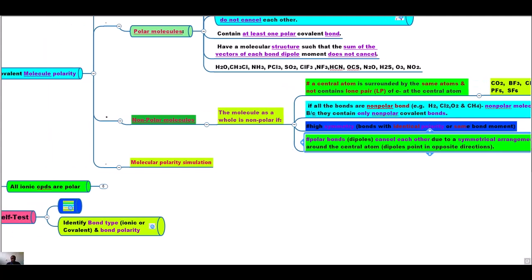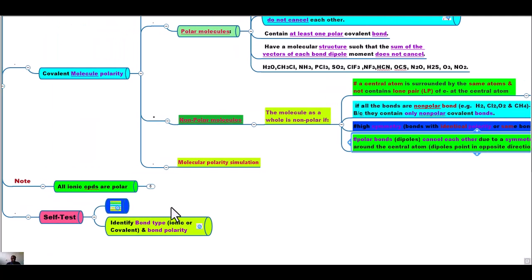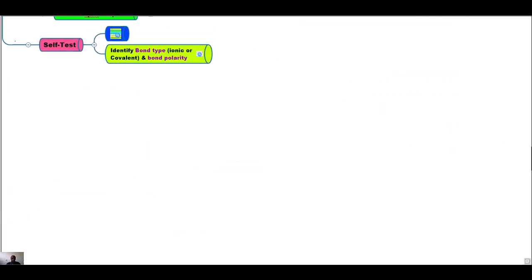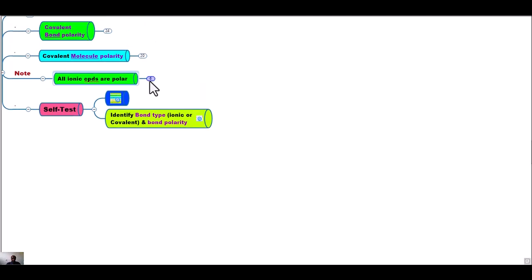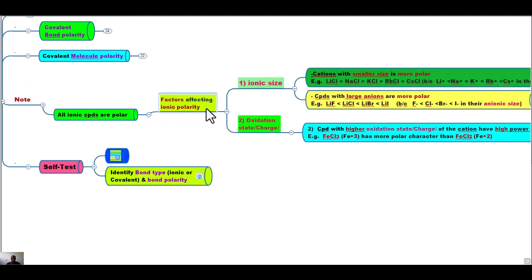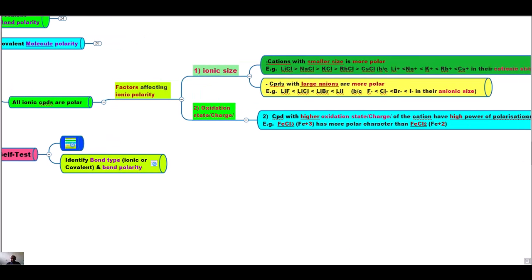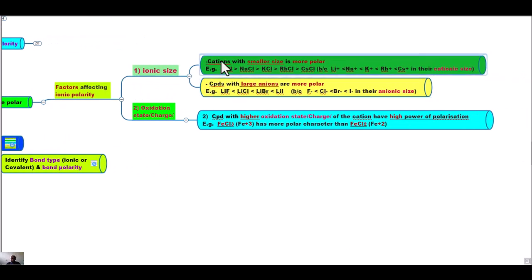This is one thing. Another thing is the ionic polarity. Note that all ionic compounds are polar, but there are some factors that affect the ionic polarity. One is the ionic size. A cation with smaller size is more polar. That is the case of cations.